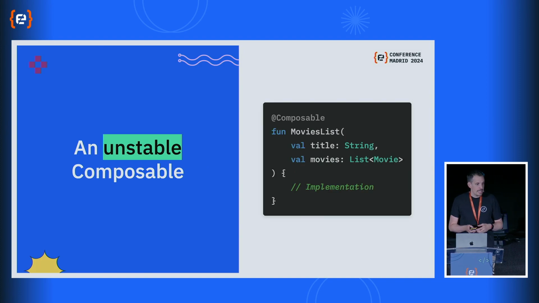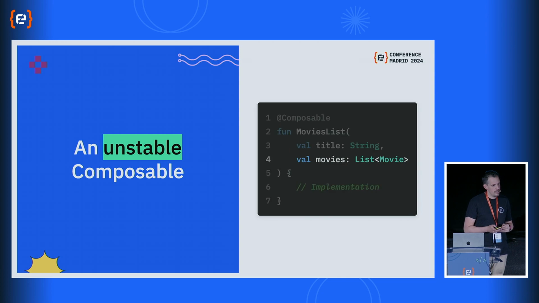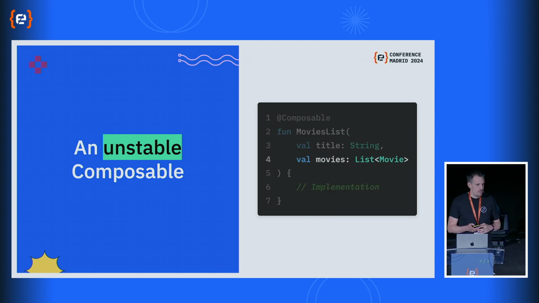And an unstable composable, the one that we showed at the beginning, is also unstable. We have a string which is stable. That's not the problem, but the problem is the second argument, which is a list of movies. Collections are unstable by default. You see here the line highlighted.